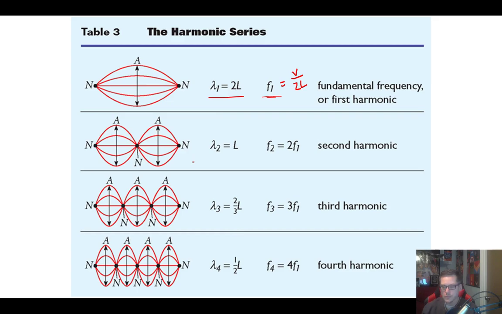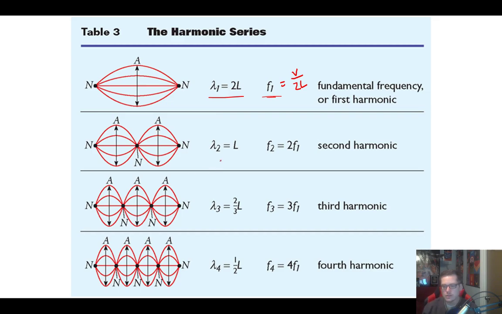Notice also that these loops always go in the same pattern. It always goes nodes to antinodes to nodes to antinodes to nodes. You can't ever have 2 nodes back to back. You can't ever have 2 antinodes back to back. It always has to flip-flop between N and A.